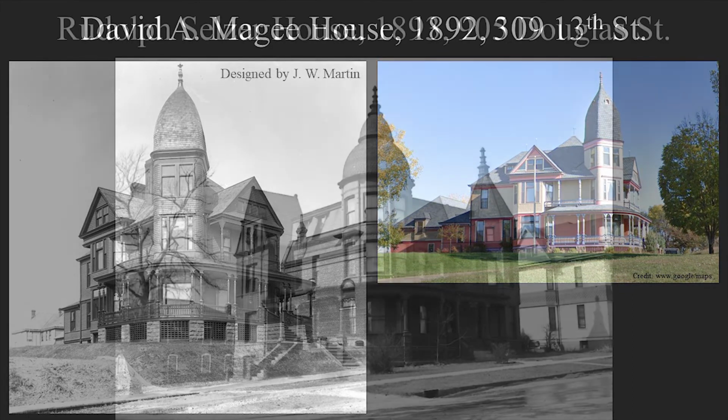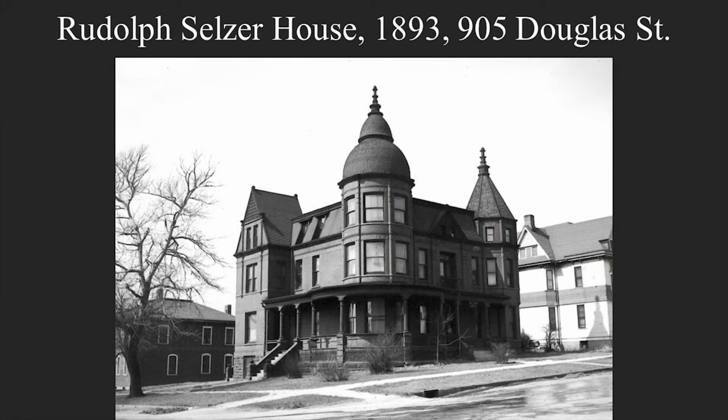My error. That's rare. The Rudolph Seltzer House is a massive masonry structure. This was at 905 Douglas Street, built in 1893. I couldn't find a definitive cost of construction, but I would gather based on what we've seen throughout this talk and what other masonry structures cost, we're probably looking at somewhere between $20,000 and $30,000.